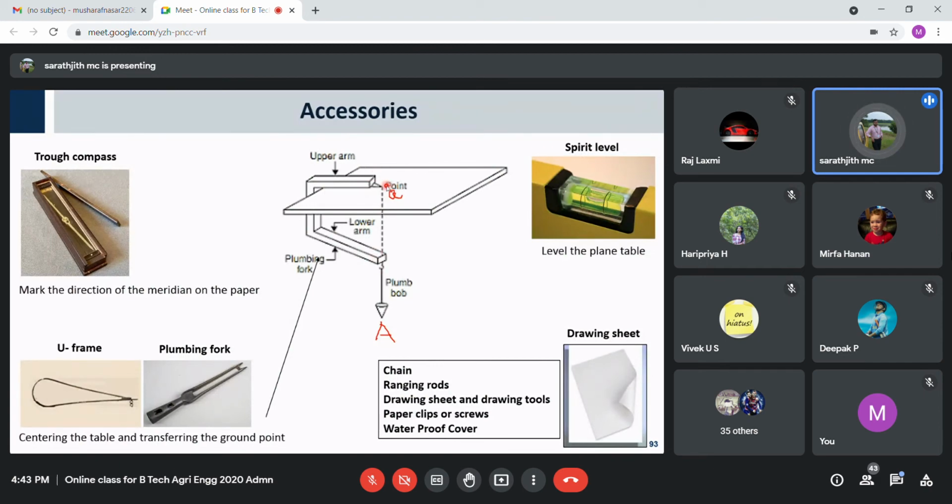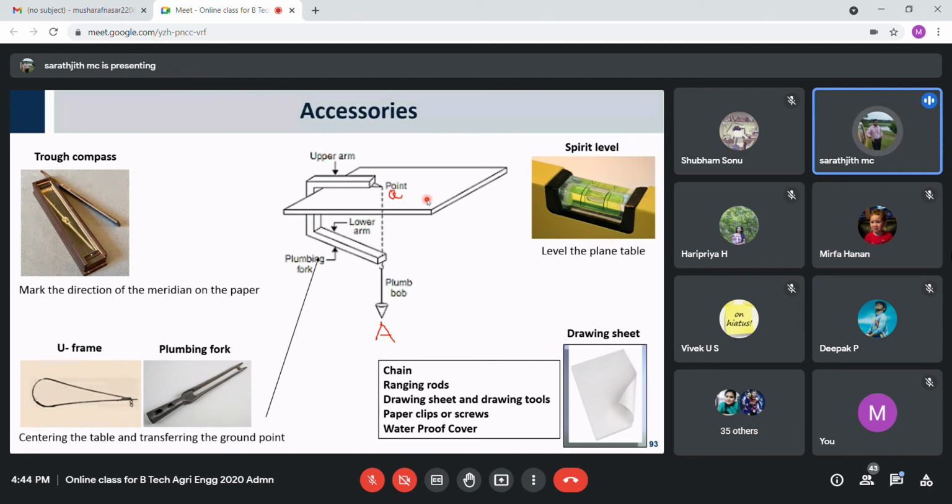That is how, because the distance from this point to this remains the same as this point to this. So the point you are getting will be the same point, capital A, on the sheet, which we represent as small a. Is that clear? How are we transferring the point A from the ground point to the drawing sheet? Yes, sir. Okay.